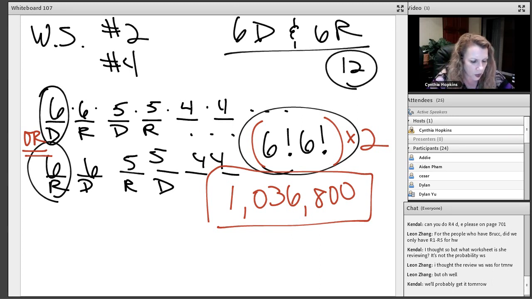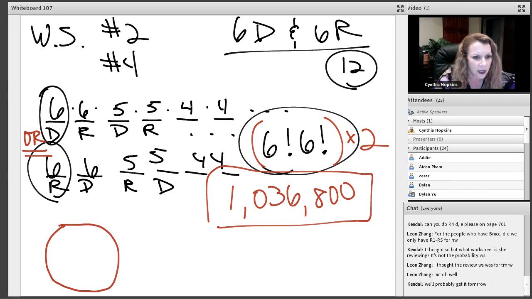However, in number 4, they say, how many ways can the 6 Republicans and 6 Democrats be seated at a round table if they are to be seated alternately by party? Okay, so in my round table, when you do a circular permutation, this is a special situation. You don't put the 6 and 6 and 5 and 5 like we did in a linear permutation. Rather, you fix the first spot. Okay, so I'm going to put a little asterisk right here.